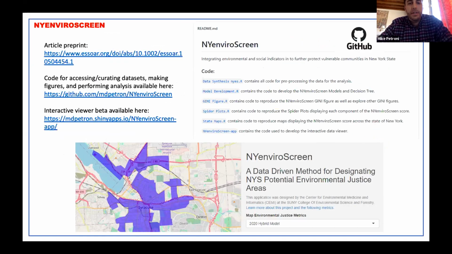So if you're interested in learning more about this project, we have an article preprint out at this link. And we also have the code for doing this entire analysis, as well as creating a Shiny app viewer that shows this data interactively. And it's all online and following these links.